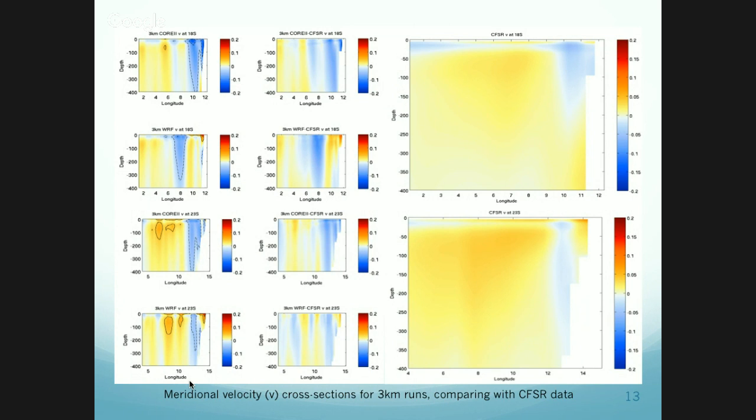And this is the difference between the CORE2 forcing and velocity, and this one is WRF forcing, comparing with the CFSR velocity here, and the CFSR velocity here. Yeah, question.